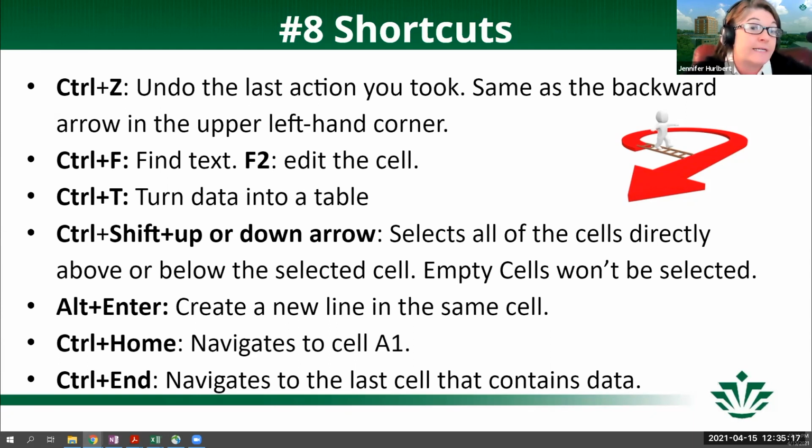Alt Enter, it creates a new line in the same cell. I think word wrapping in Excel has always been kind of maddening. And so this is how you can make that happen. Control Home will always take you to the top left corner, just all the way up to the beginning. And Control End takes you to the very last cell that contains data. You don't want to go to the end, because what does Excel have, like 53,000 rows or something? It just goes to the last data containing cell.